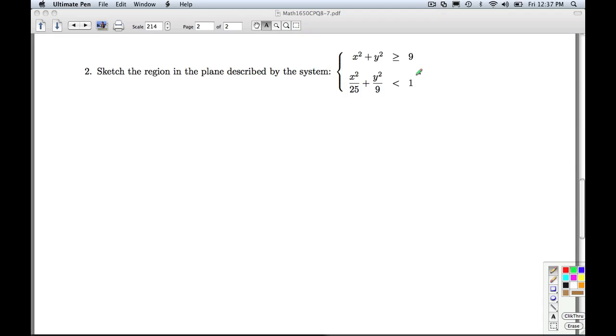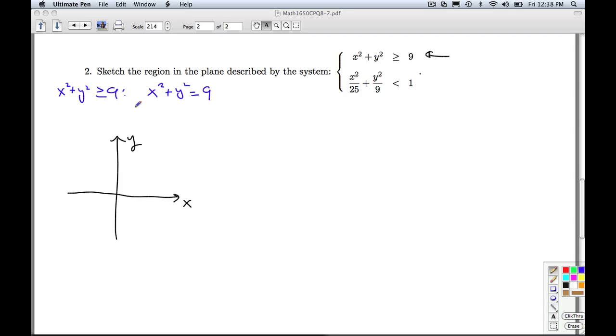Okay, number 2, we're asked to sketch the region in the plane described by this system of nonlinear inequalities. So let's look at each of these in turn. Let's look at the first one. I've got x squared plus y squared is greater than or equal to 9. So the boundary curve in question is going to be x squared plus y squared equals 9. And since I'm allowing equality here, when I sketch this curve, I'm going to leave it a solid line.